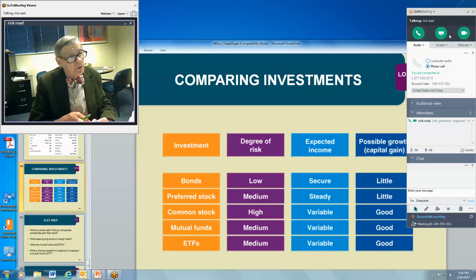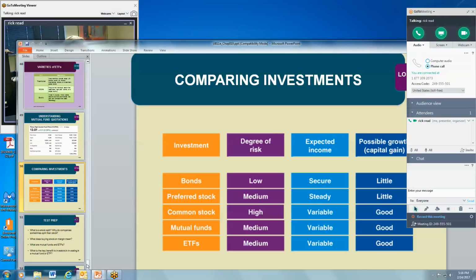If you don't understand the risk or you're a little concerned about the risk, then the best advice is do not invest. All right, that brings us to the end of chapter 19.